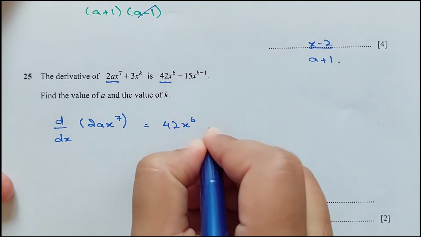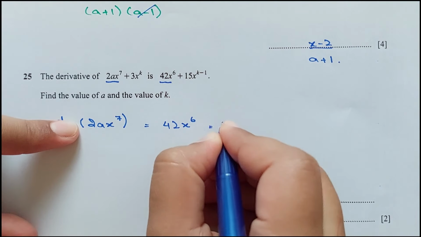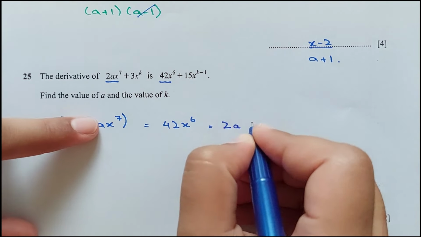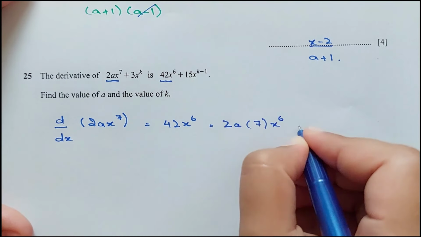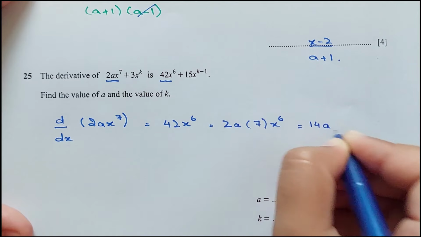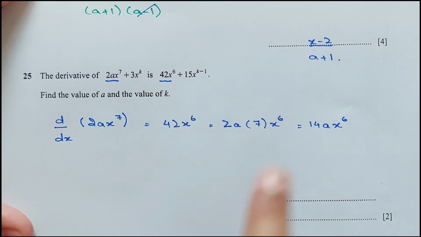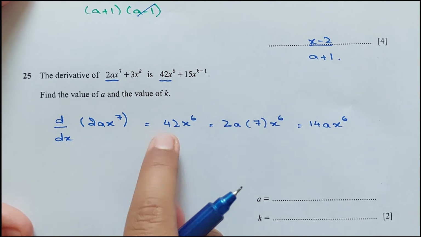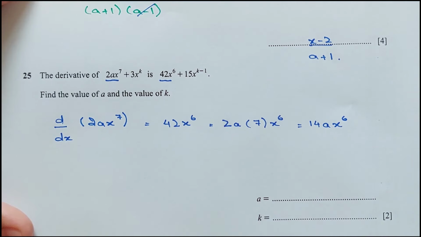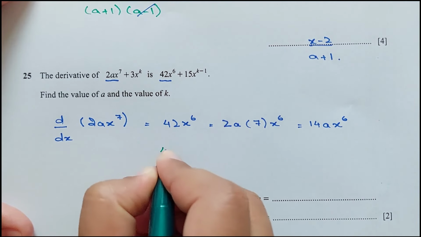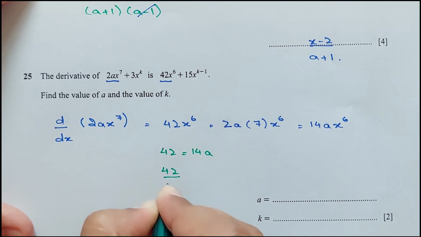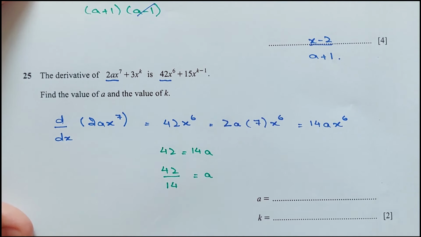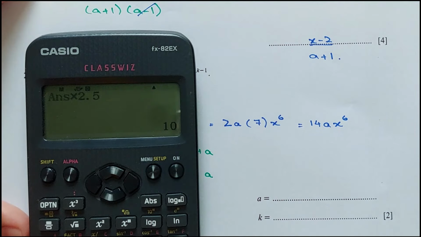So 2a stays the same. The derivative of x to the power 7 is 7x to the power 6. So we have 2 times 7 is 14a, x to the power 6. The x to the power 6 is the same. So 42 equals 14a. Let me compare to solve for a. 42 divided by 14 is 3. So 3 is the value of a.